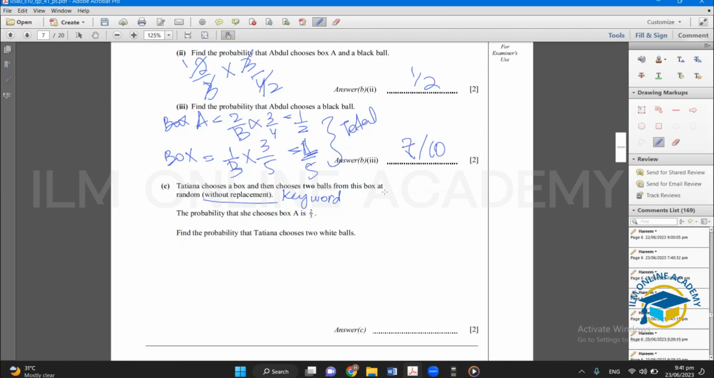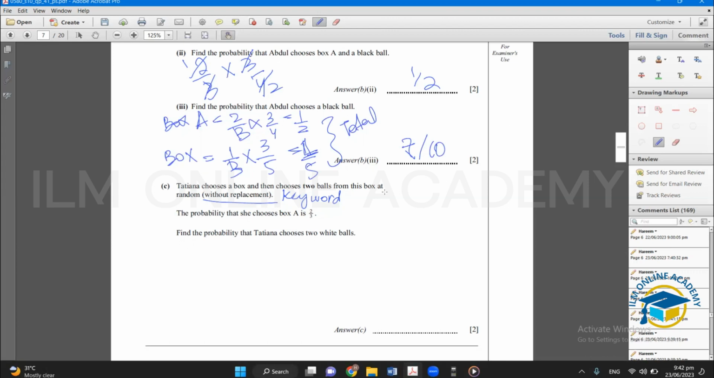Now they are saying that there is a girl whose name is Tatiana, and she's choosing a box, and then she chooses two balls from that box at random. At random means without replacement. Without replacement means that she cannot replace one ball with the other. I will explain this later on. Now, the probability that she chooses box A is the same as above. It's 2/3. Find the probability that she chooses two white balls.